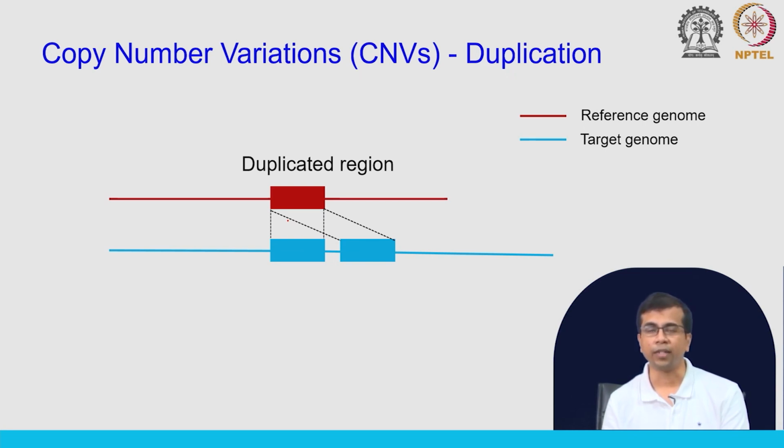Okay. So, the general term for duplication is amplification, where you can see even more than 2 copies of the same region. Okay. So, this can happen, that you have 3-4 copies of the same gene in the target genome. Okay. So, that we will call amplification.